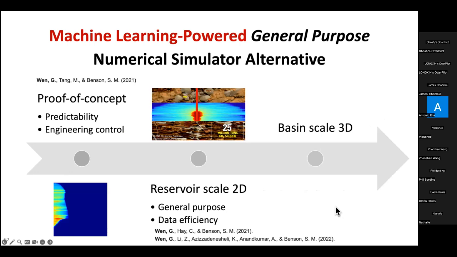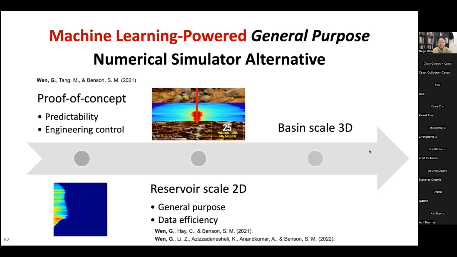And with this framework set on the data set, and also the advancements in the ML model, it really motivated us to tackle the most challenging problem, which is a 3D basin scale problem.